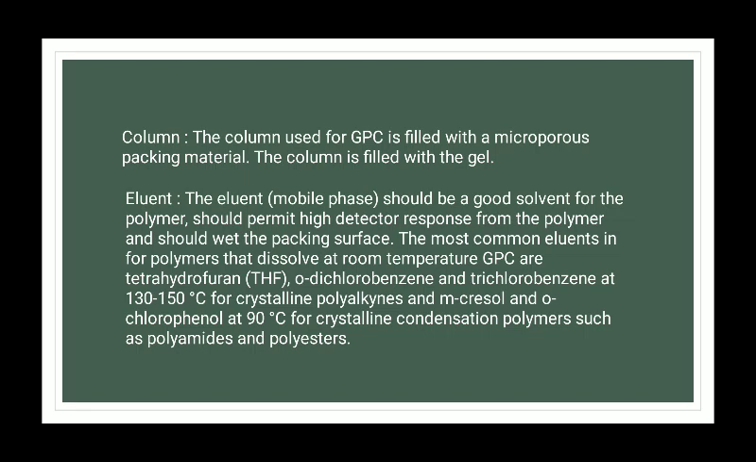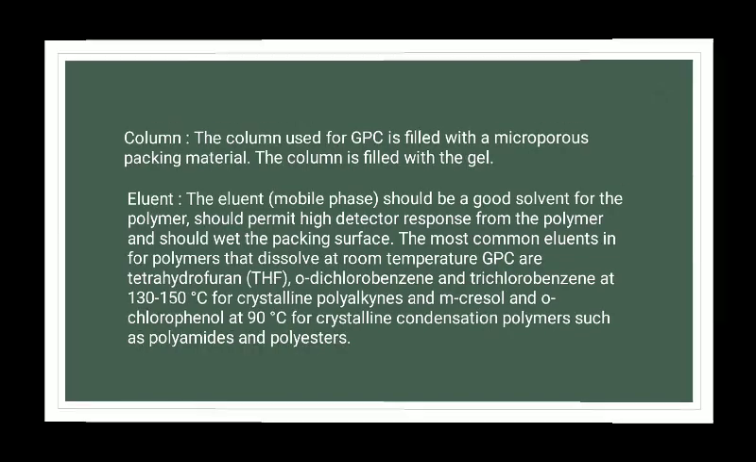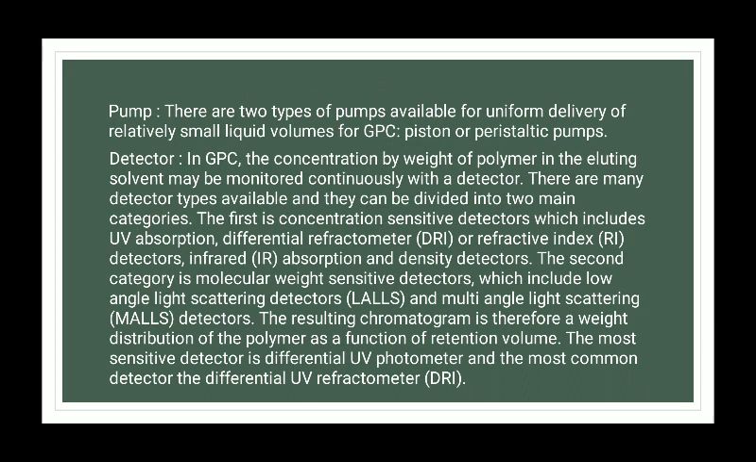The most common eluents in GPC for polymers that dissolve at room temperature are tetrahydrofuran, or dichlorobenzene and trichlorobenzene at 130 to 150 degrees C for crystalline polyalkynes, and m-cresol and o-chlorophenol at 90 degrees C for crystalline condensation polymers such as polyamides and polyesters.